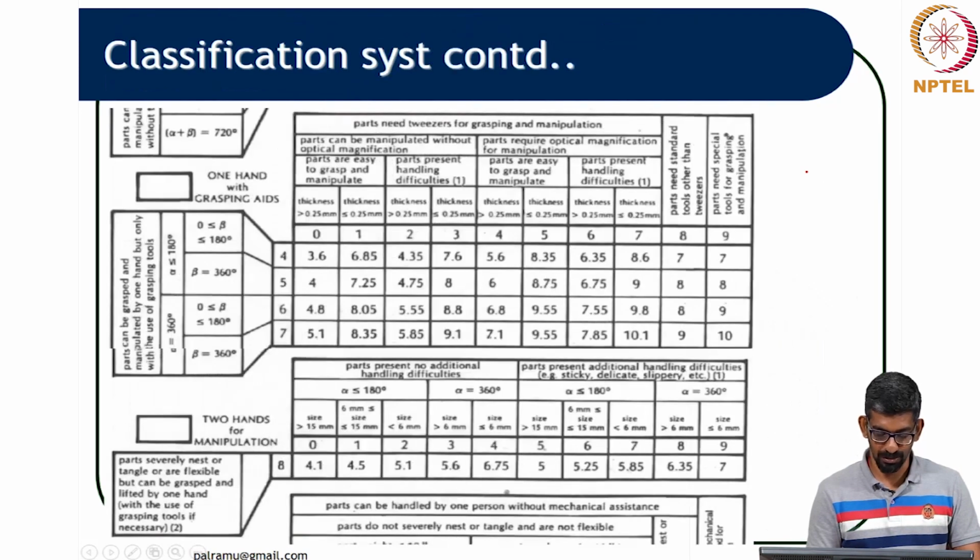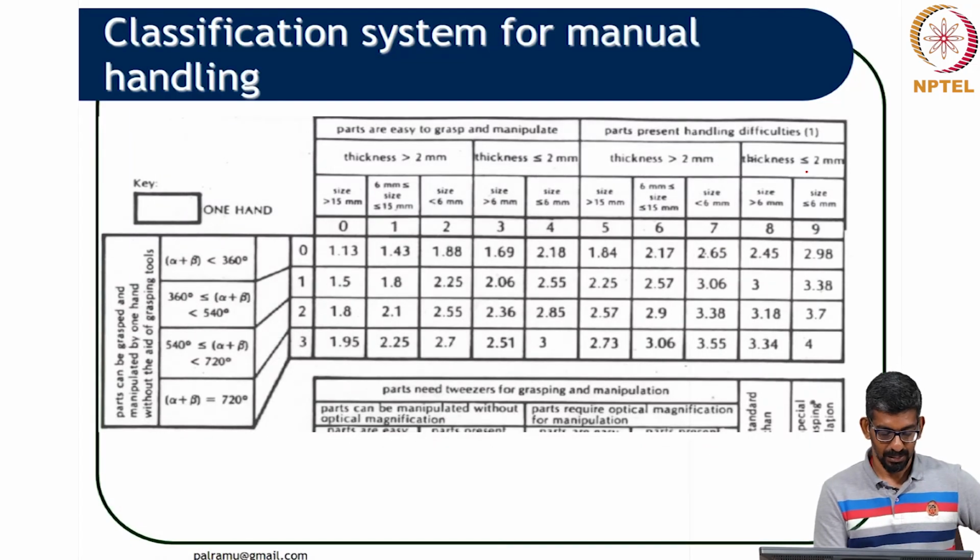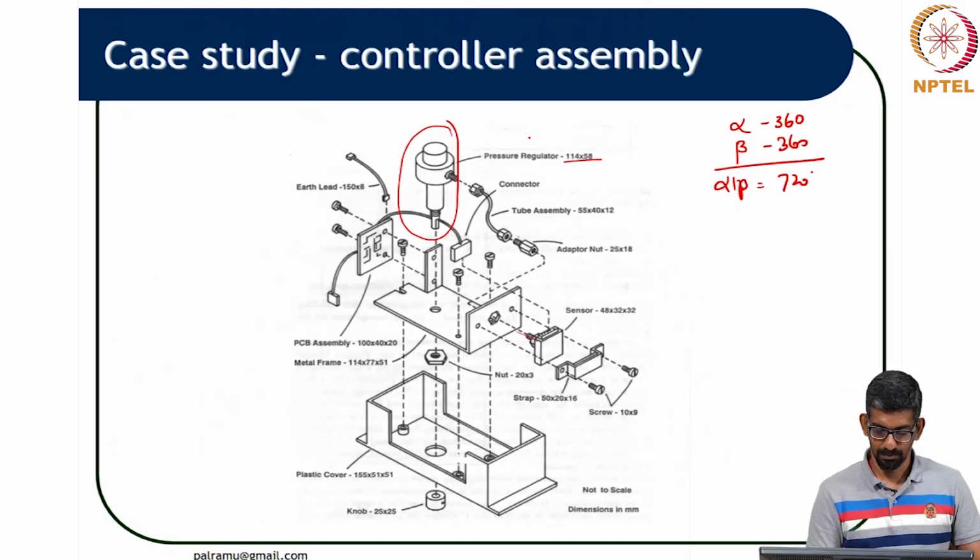So, what I do is I go to this chart and then I say this is the one, okay, and then I choose this to be the first digit. So, there are going to be 2 digits, the first one is 3. Now, what is the second digit? The part is easy to grasp and manipulate. What do you think?